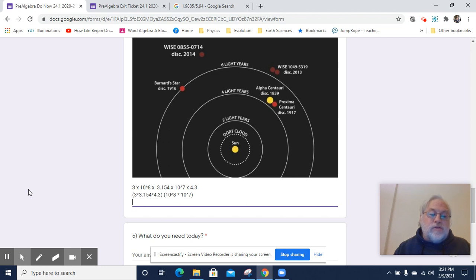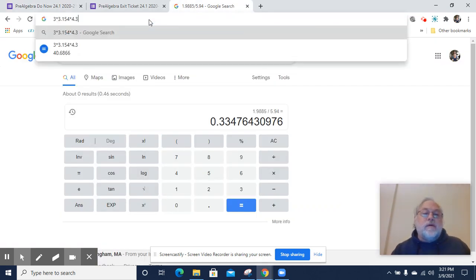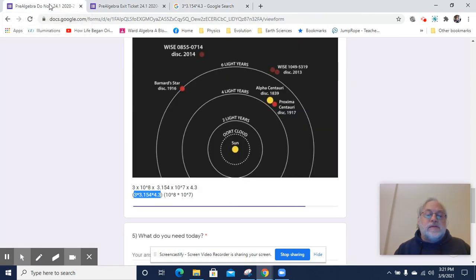Okay, so I'll cheat and use the Google thing and get the calculation for the coefficients. Nothing wrong with doing that, y'all. And I get 40.6866. I'm going to round that to 40.69. And you could make some different choices about where you round it, but that's where I'm going to round it.